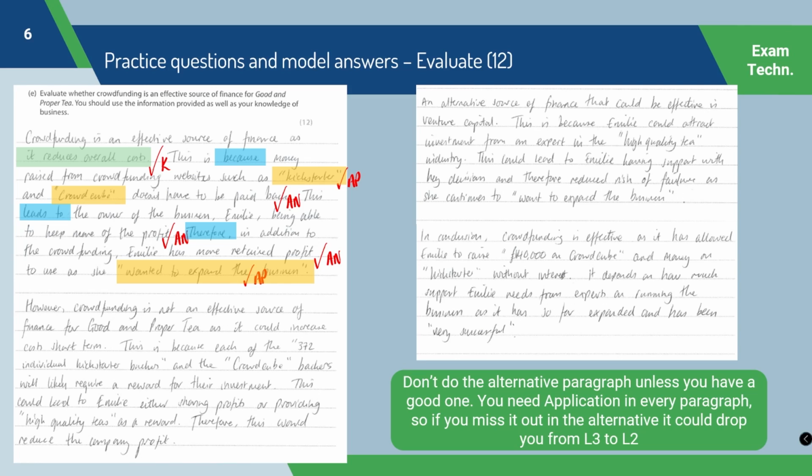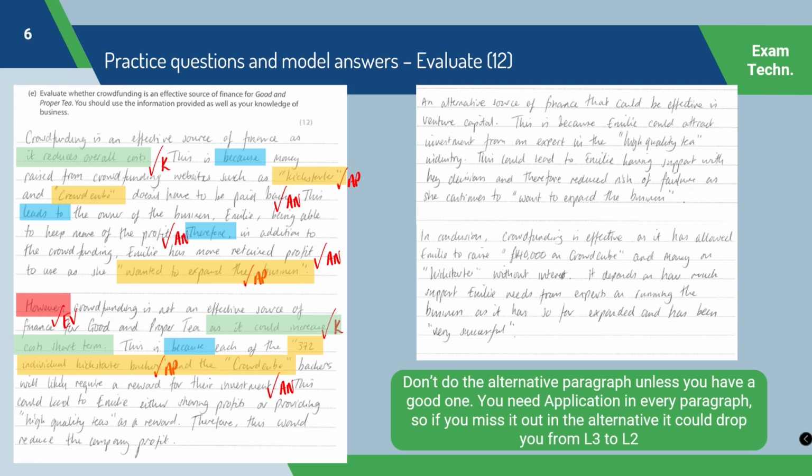So we've got 1, 2, 3 links in there. We've got 2 bits of application. It's a good start. We need some strong analysis chains, though, to make me want to go through level 3 on there. Fairly weak chains. However, crowdfunding is not an effective source of finance for Good and Proper Tea, as it could increase costs short term. Okay, this is because each of the 372 individual Kickstarter backers and the Crowdcube backers will likely require a reward for their investment.